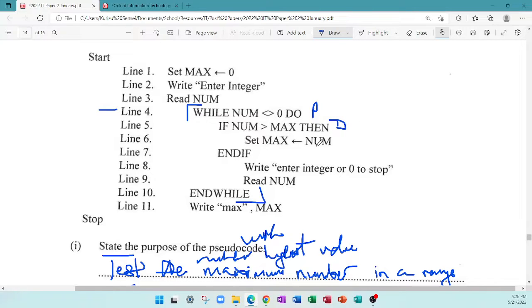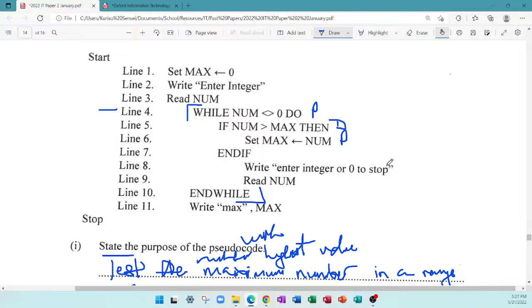What would this here be? Line 6. That would be an input or a storage. No, that's not storage. It's a processing also, because you're making a variable equal to another variable. And if won't count as anything.